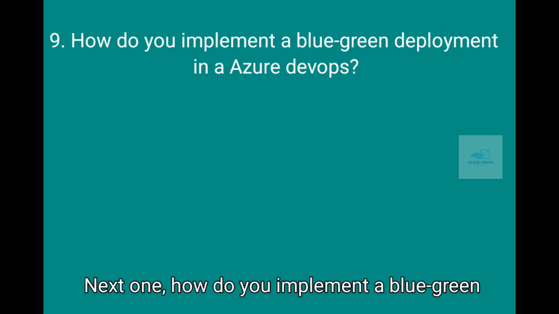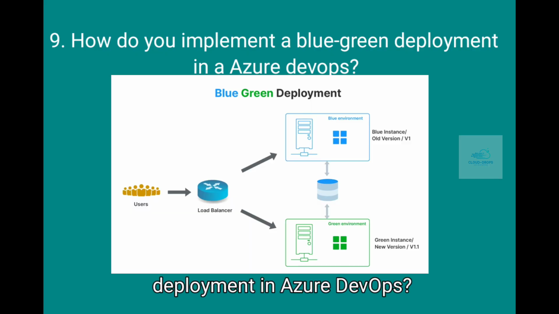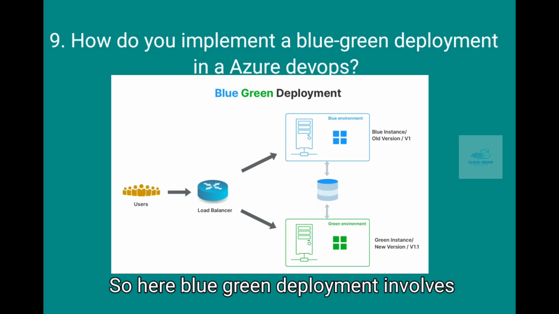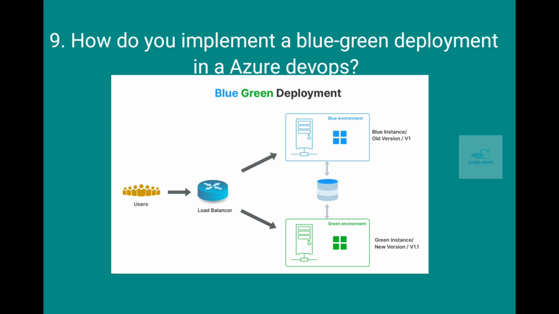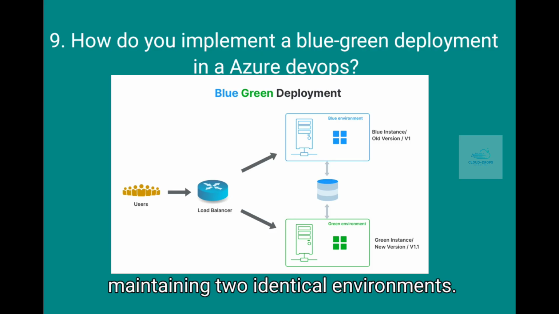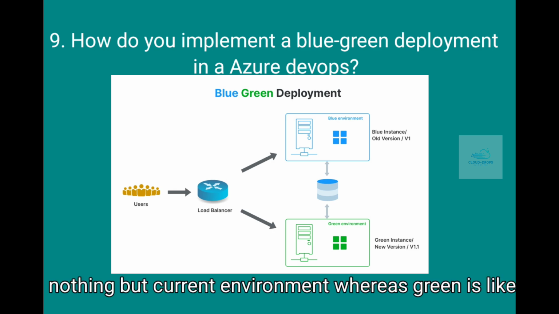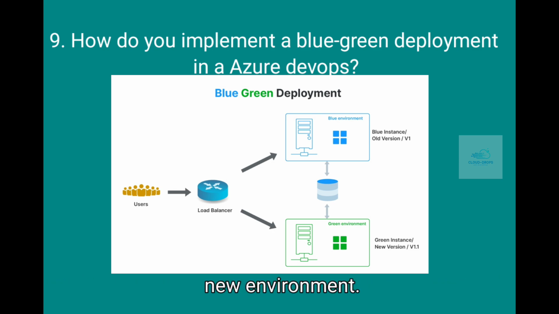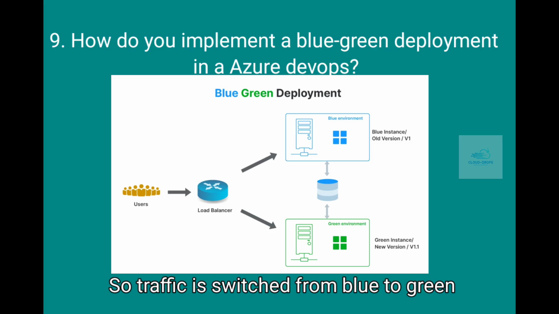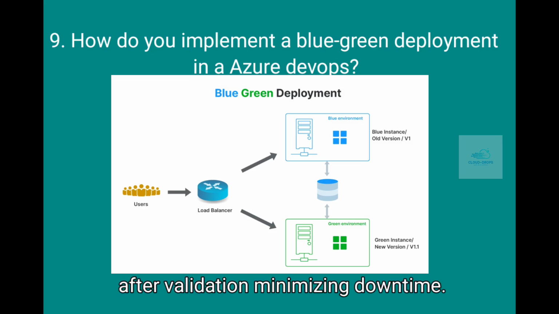Next one, how do you implement a blue-green deployment in Azure DevOps? So here blue-green deployment involves maintaining two identical environments. So nothing but we can think like blue is the current environment, whereas green is the new environment. So traffic is switched from blue to green after validation, minimizing downtime.